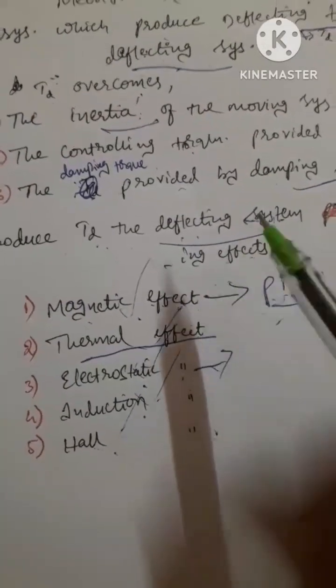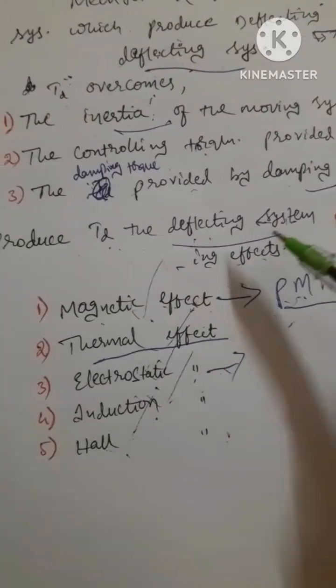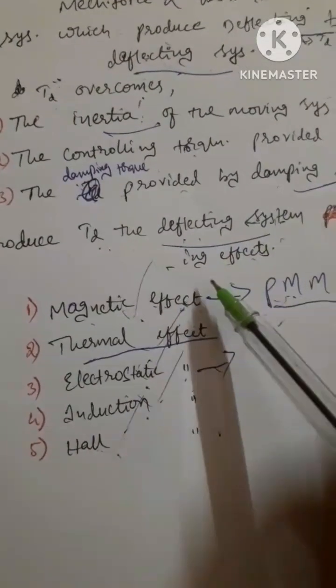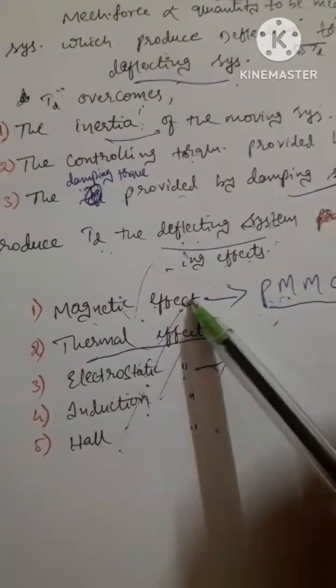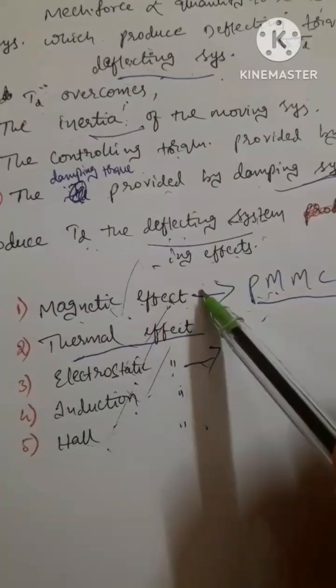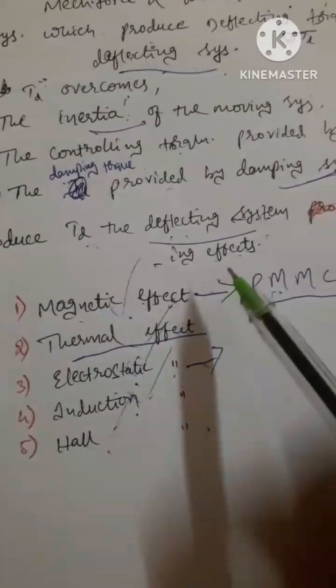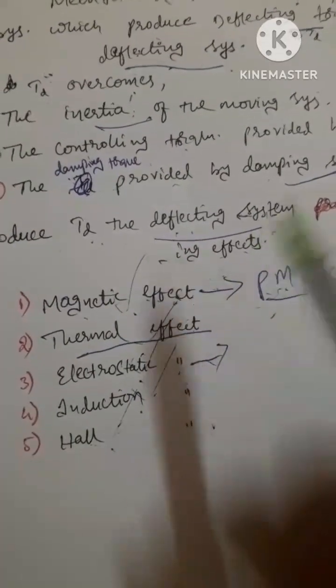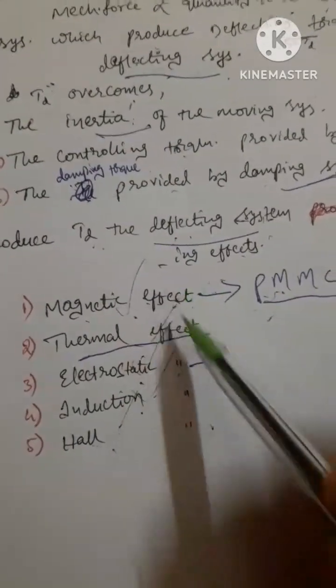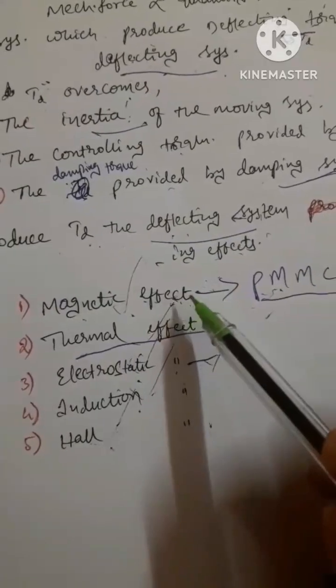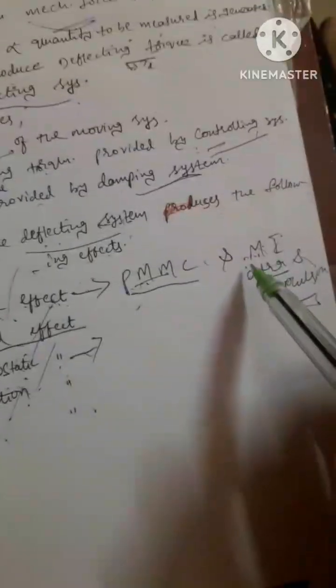Magnetic effect means when a current carrying conductor is placed in a uniform magnetic field, it experiences a force, which causes the conductor to move. This is known as the magnetic effect. This magnetic effect is mainly used in PMMC and moving iron attraction type and repulsion type.